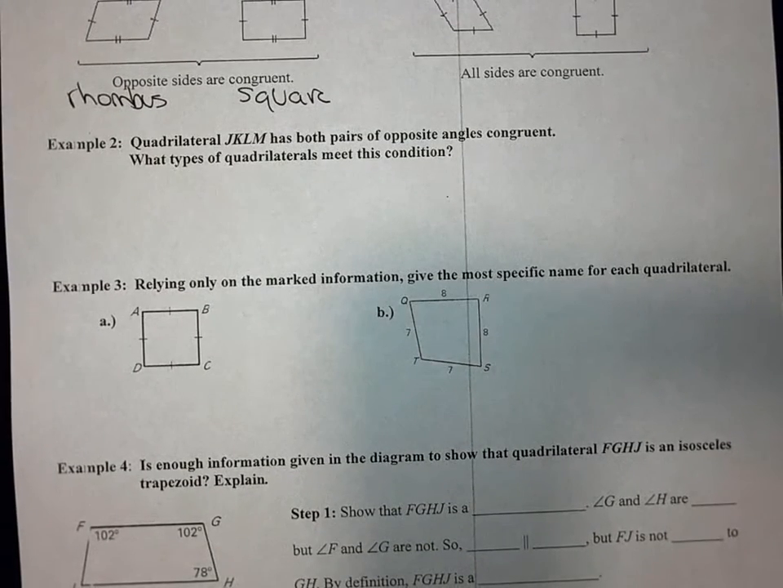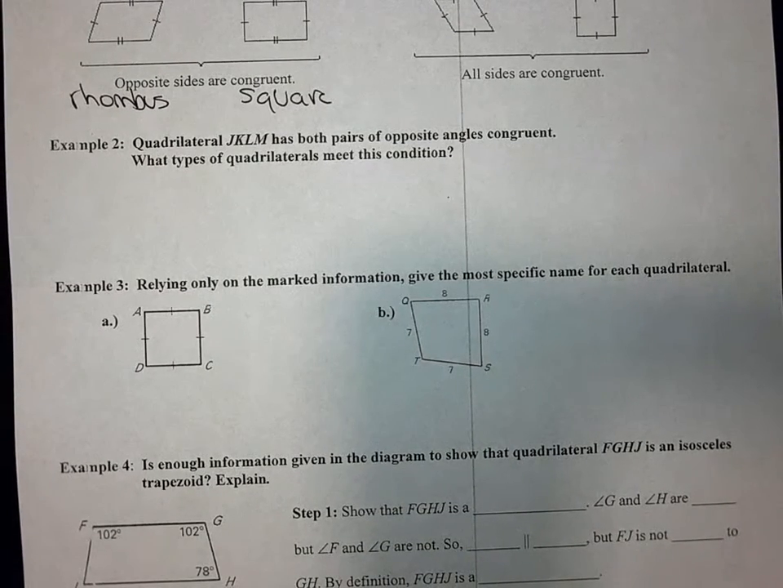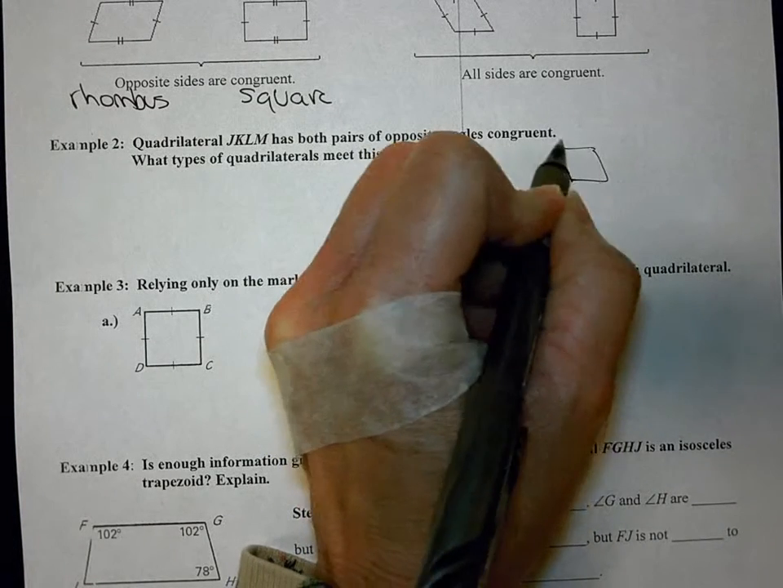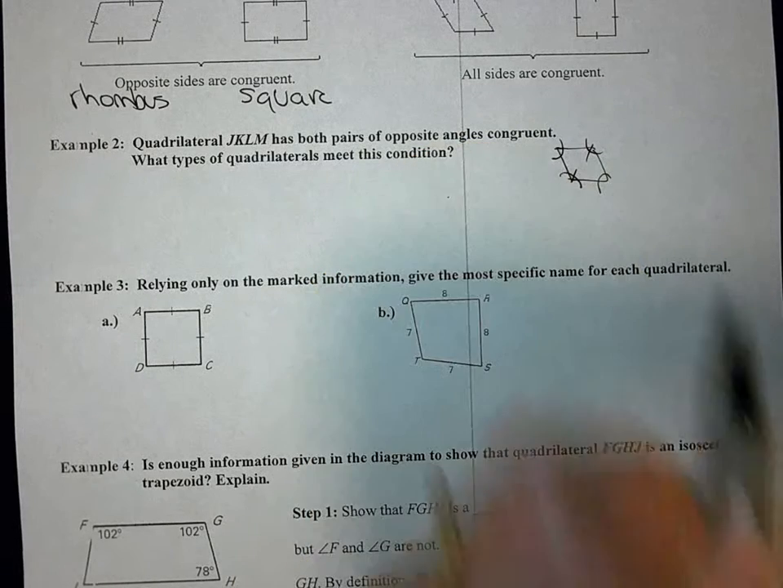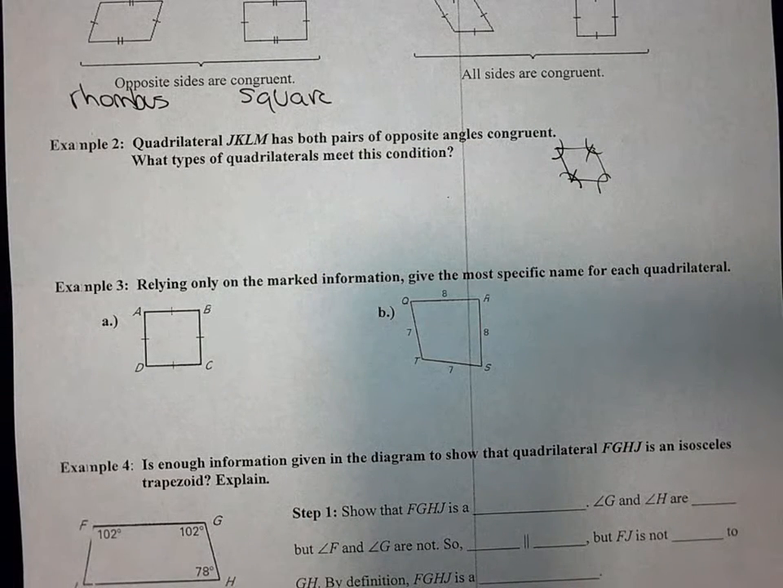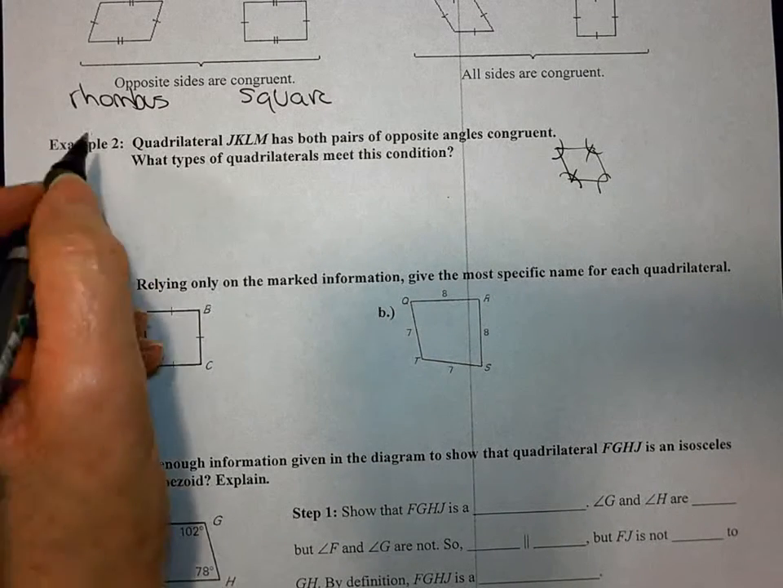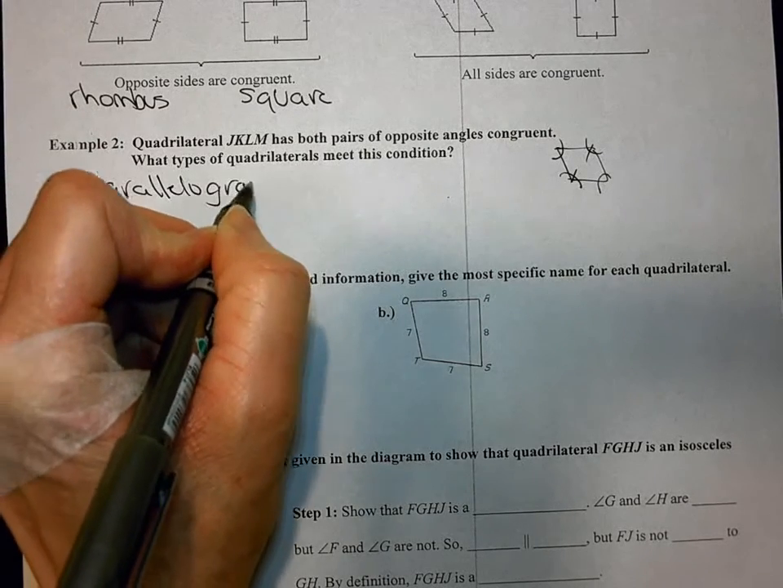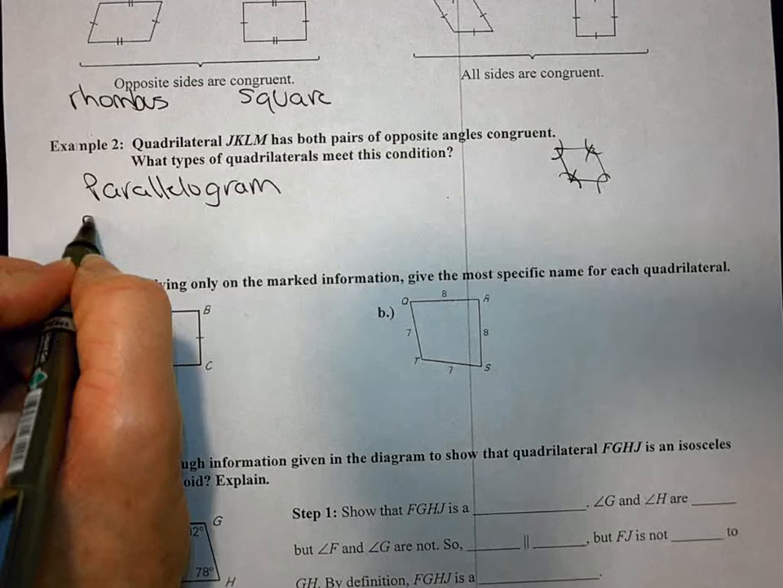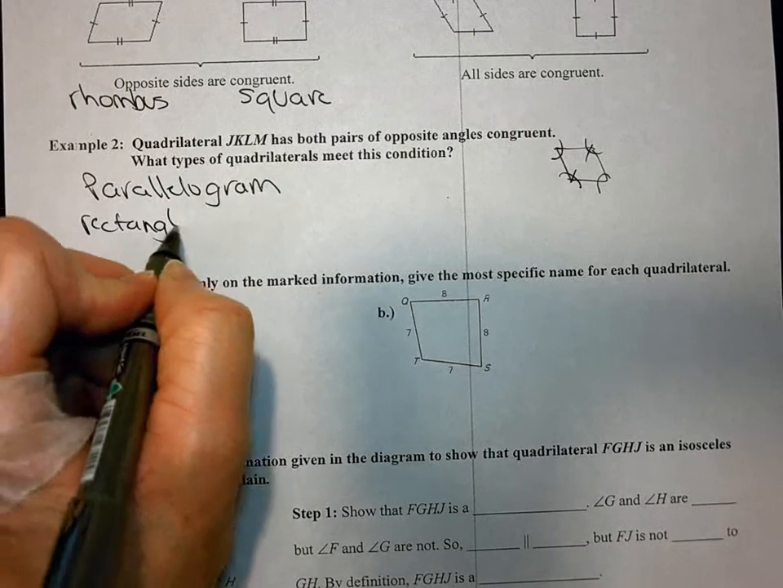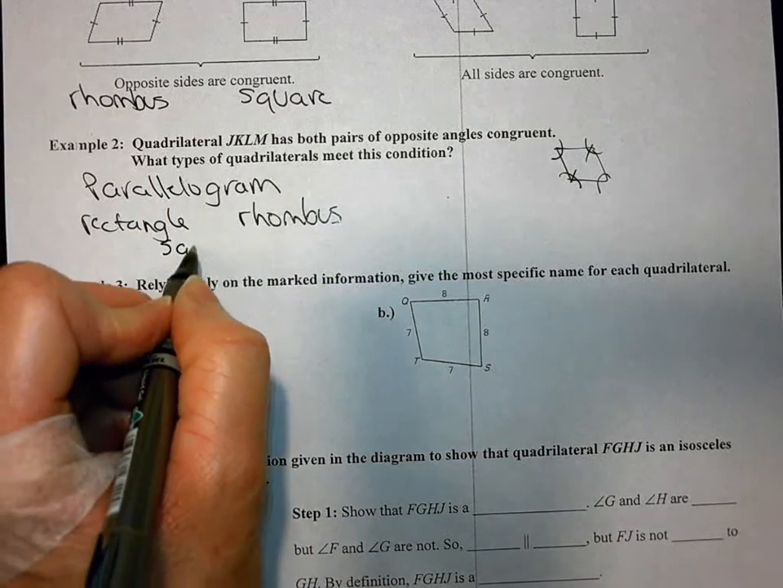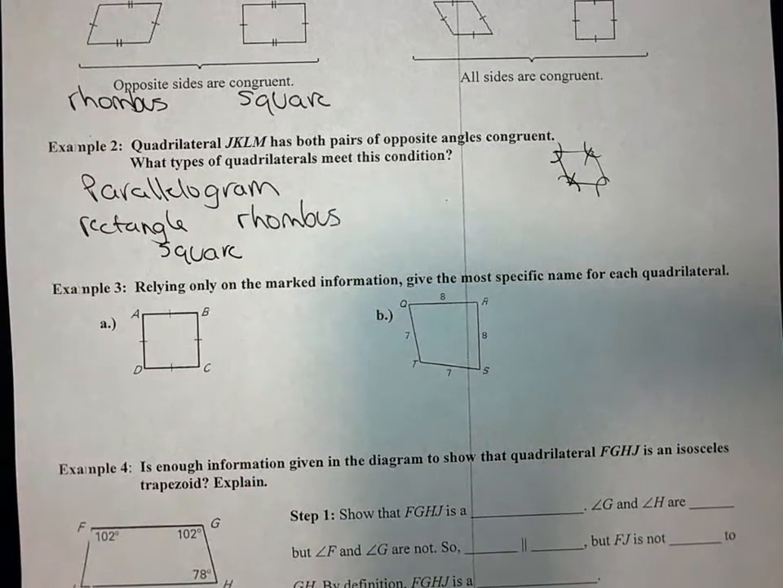Okay, example 2, quadrilateral J, K, L, and M has both pair of opposite angles congruent. So if we just made ourselves a picture, we would have opposite angles congruent, and we want to know which quadrilaterals meet this condition. Well, we know that opposite angles being congruent is a property of a parallelogram. We also know it's a property of a rectangle, a rhombus, and a square. Now, if we do not know anything else, we cannot be more specific.